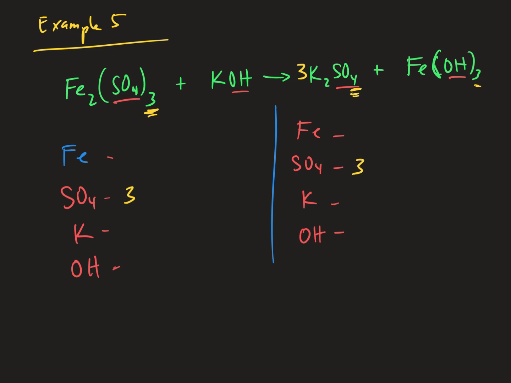We have 3. Does that make sense? Yeah. 3 sulfates. There's 1 sulfate in that compound. So if we have 3 compounds, we're going to have 3 sulfates. You with me? Okay.